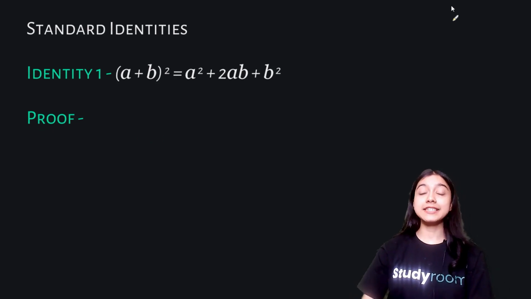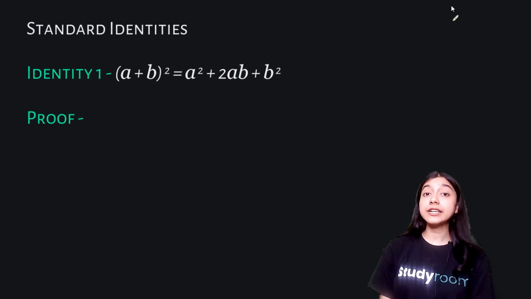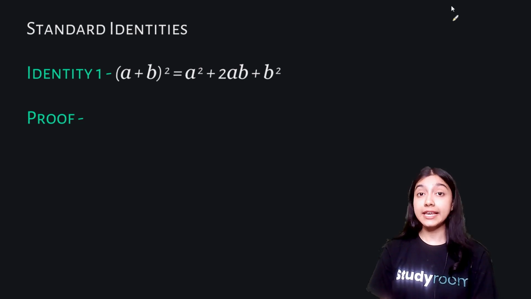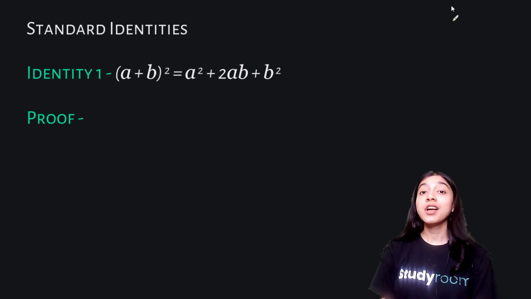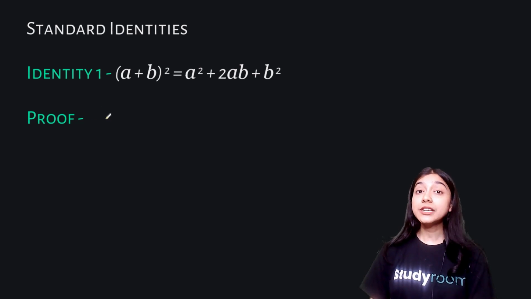The very first identity that I will teach you today is (a plus b) whole square. So what is (a plus b) whole square? (a plus b) whole square gives us a square plus 2ab plus b square. Now you'll say, why should I believe you? Let me prove and show it to you how (a plus b) whole square gives us a square plus 2ab plus b square.